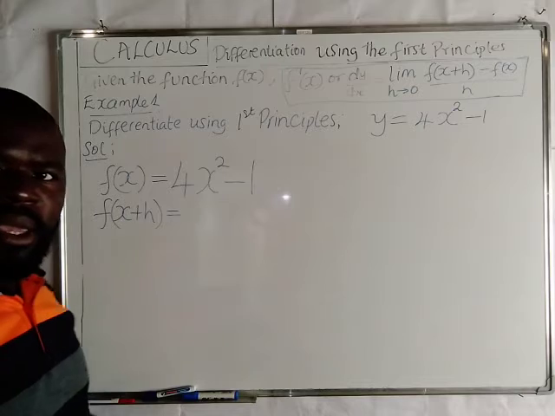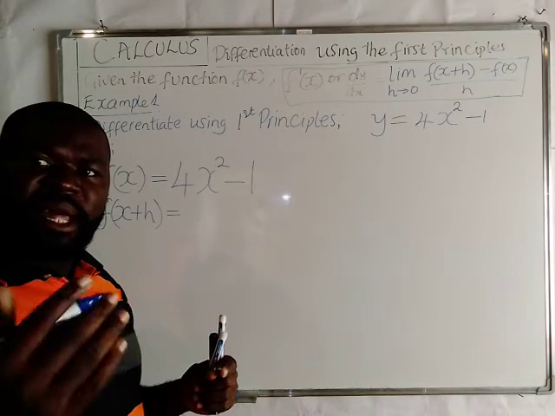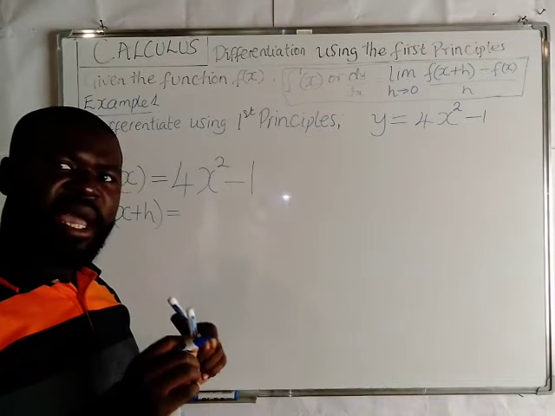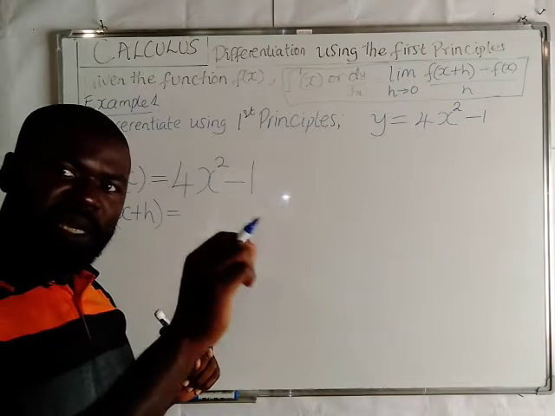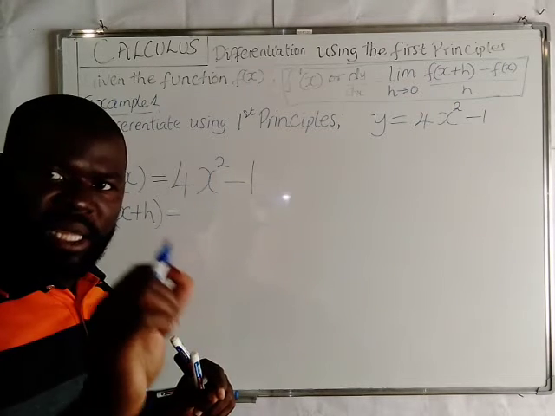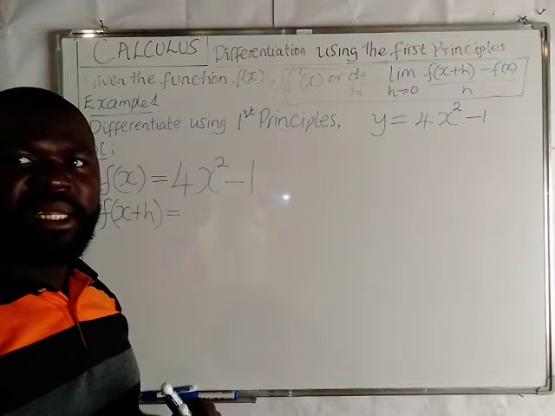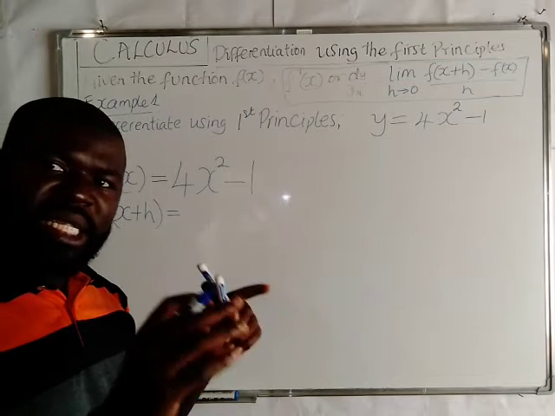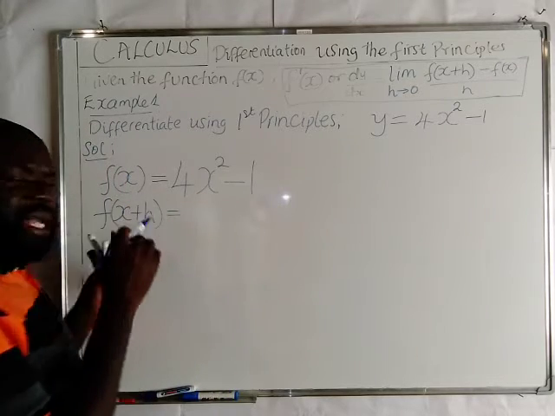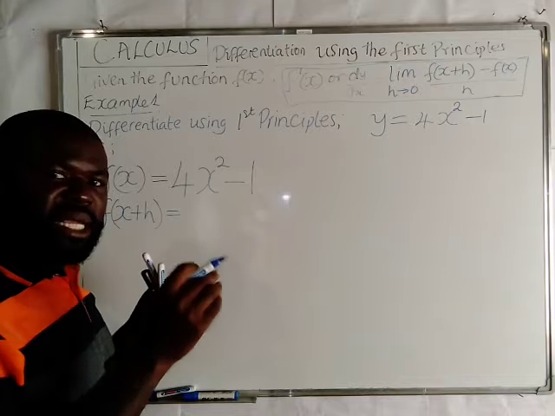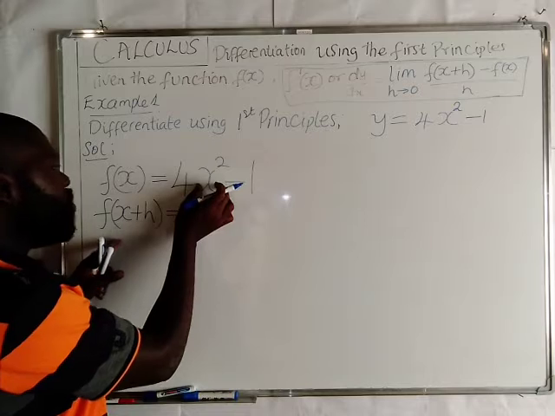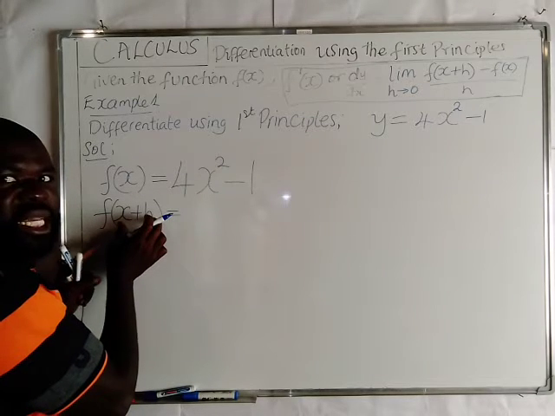Actually, we get f of x plus h from the original function that we are given. Wherever we have x in the original function, we need to substitute with x plus h. Then simplify. And whatever function that we get is the f of x plus h. So let's do that one. For us to get f of x plus h, we shall use the original function, where we have x here, we are going to substitute with the x plus h.